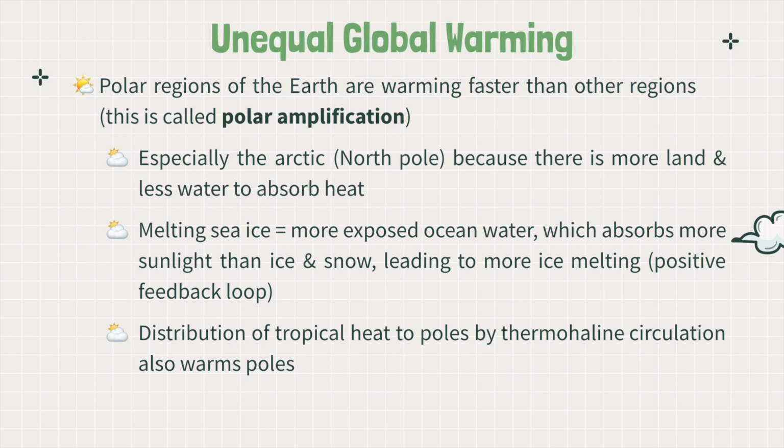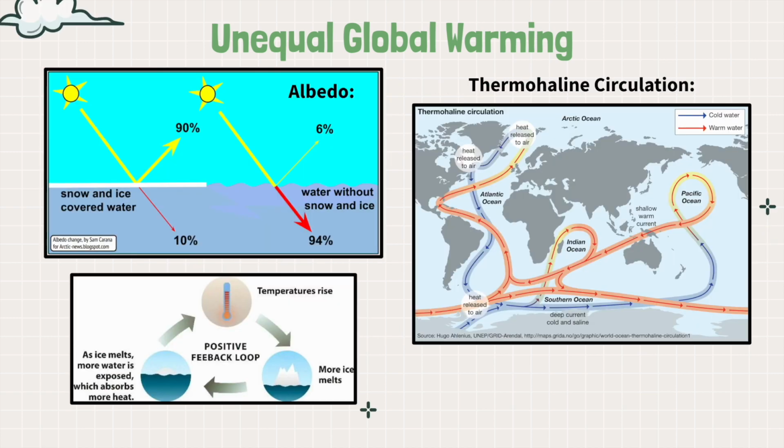Melting sea ice means more exposed ocean water, which absorbs more sunlight than ice and snow, leading to more ice melting. This is a positive feedback loop. And the distribution of tropical heat to the poles by thermohaline circulation is also warming the poles. And these are just diagrams of all of that information.